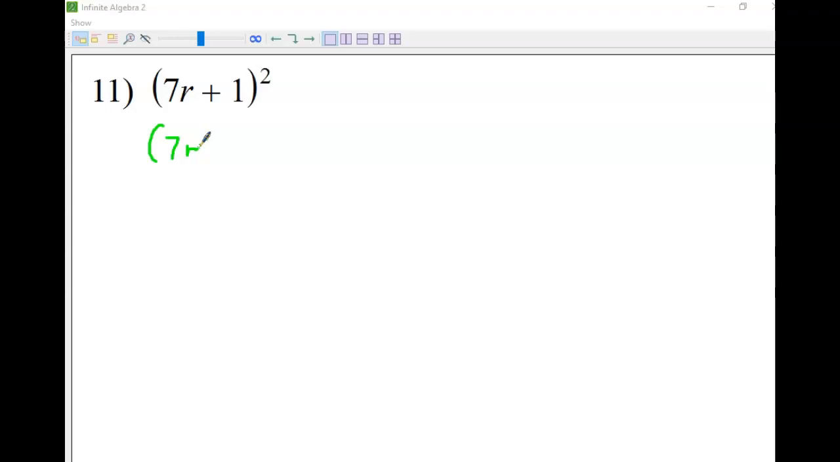Big mistake students make here is they just distribute this 2, and I know why. It looks like you should, but you don't actually. It means this. It means you multiply it by itself. Now this is not the same product rule as the last one because they're not opposite signs, right? But we had another special product rule for this one.